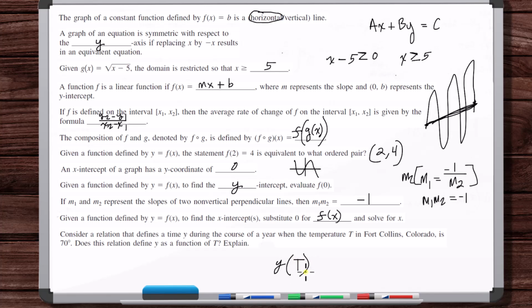This is your input: the considered relation defines a time y during the course of a year when the temperature is T. So the idea is it's inputting a temperature. You've got temperature on the x-axis and time on the y-axis, but it's only going to have an output. It'll be recording all kinds of temperatures throughout the year, but it's only going to have an output when the temperature is equal to 70.